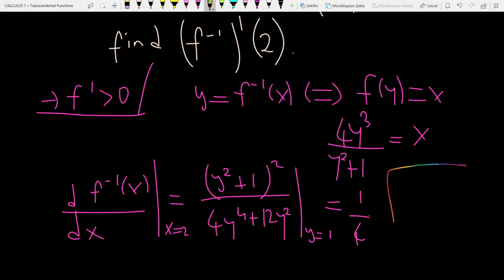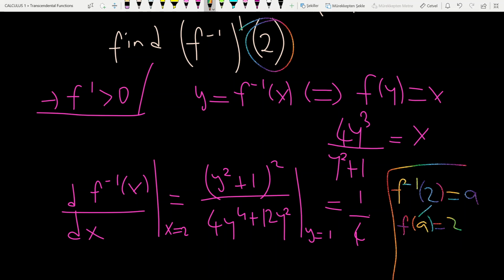Okay, let me explain here the question. In the question you have to write f inverse of 2. When f inverse of 2 is equal to a, it means f of a is equal to 2. So it means for which value of the variable a you have 2. For y equals 1 you have 2. This is why I write y equals 1 here and plug this variable in this complicated expression. I hope you understand the derivative of inverse of functions.